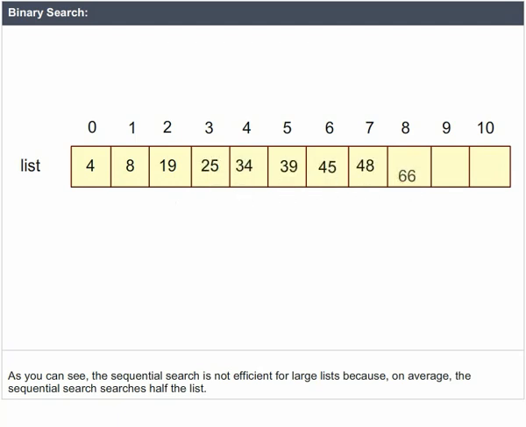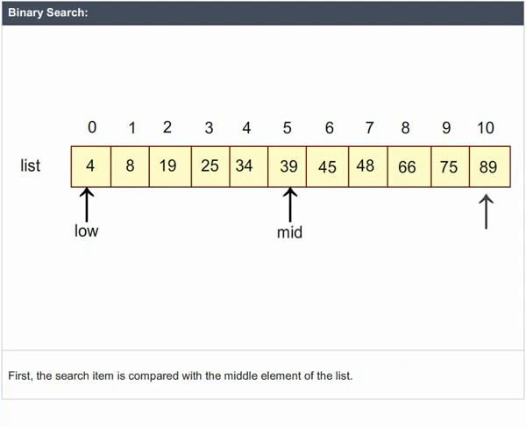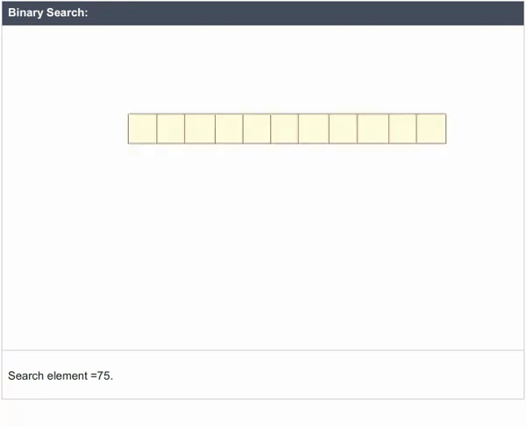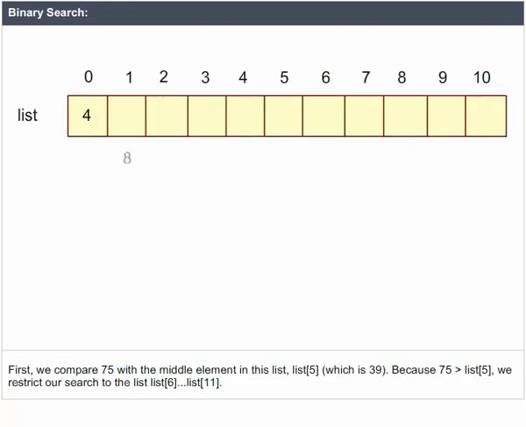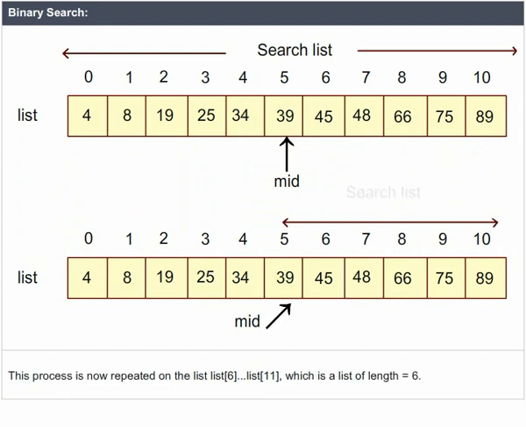The binary search algorithm uses the divide and conquer technique to search the list. First, the search item is compared with the middle element of the list. If the search item is found, the search terminates. Search element 75. First, we compare 75 with the middle element in the list, list[5], which is 39. Because 75 is greater than list[5], we restrict our search to list[6] through list[11]. This process is now repeated on list[6] through list[11], which is a list of length 6.